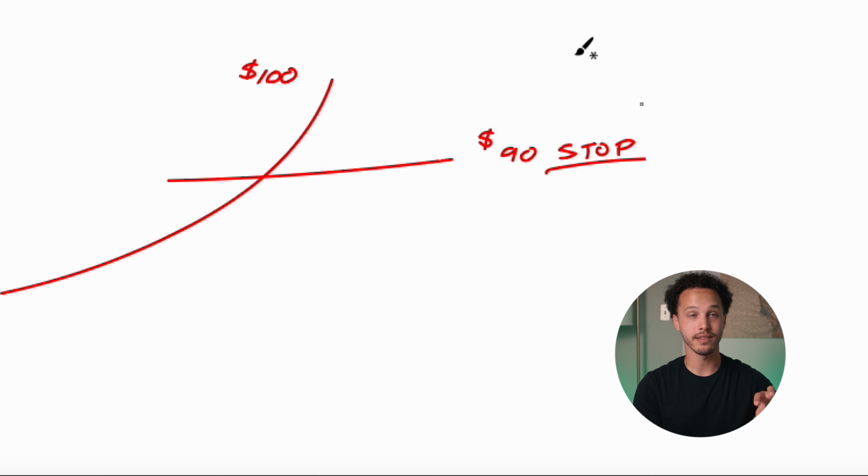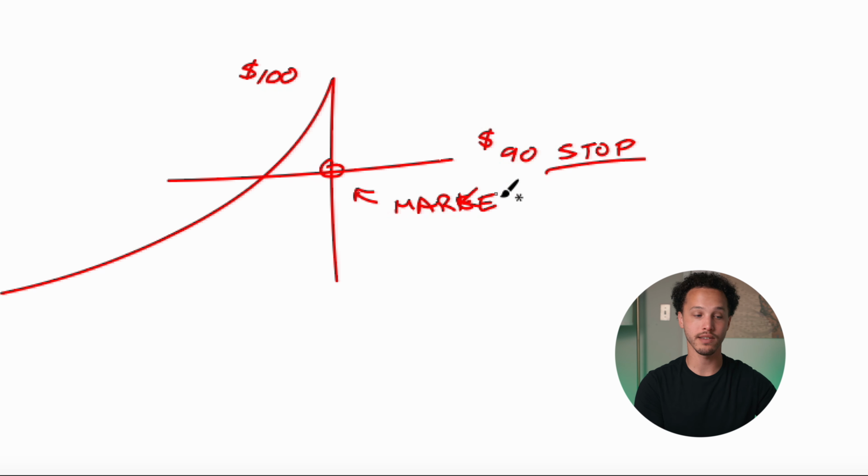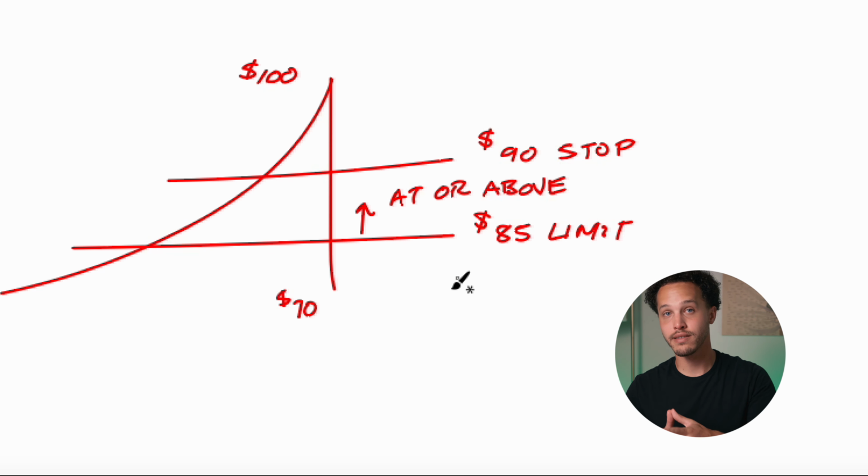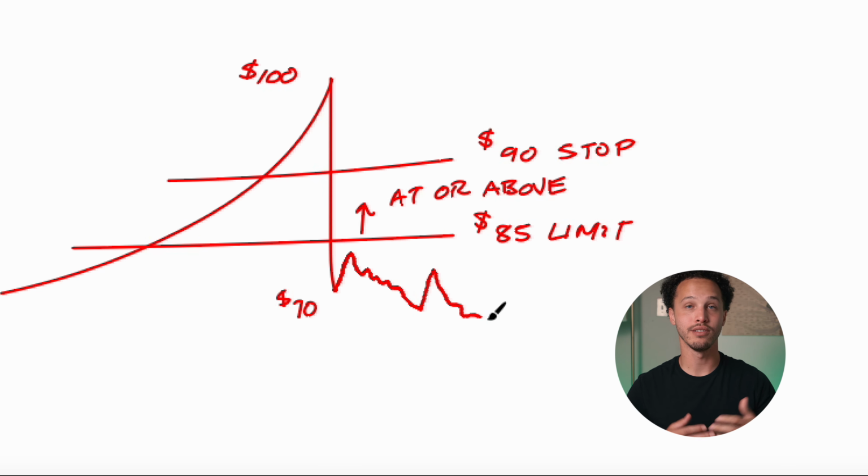Because remember, when we place a stop order, it turns into a market order as soon as it hits your stop price, and it's going to execute as soon as possible. So if as soon as possible is down to 70, you're going to sell for 70. But if you place a limit order, it will execute at or better than whatever your limit price is. So it adds some protection, but the stock might never rebound to that 85 level. In that case, you're stuck holding on to a stock that is tanking.